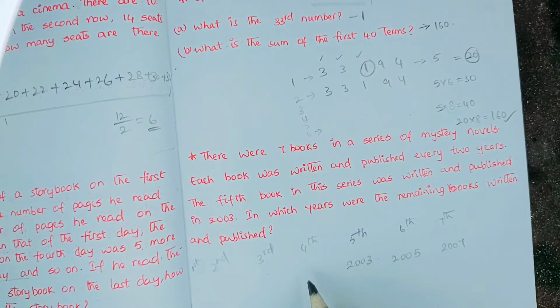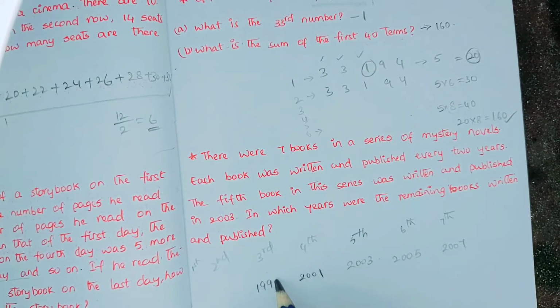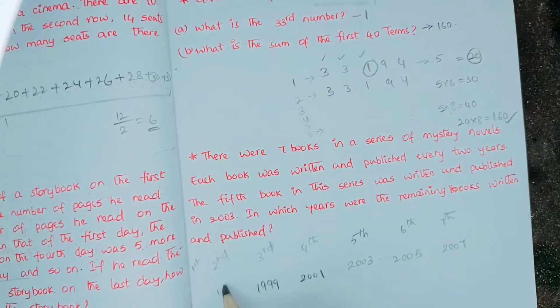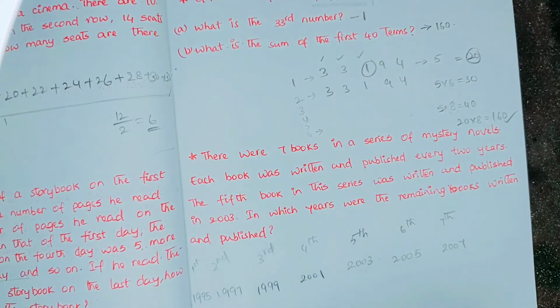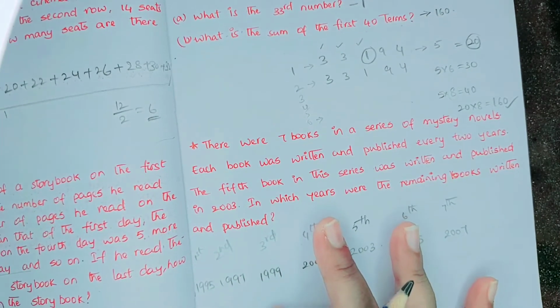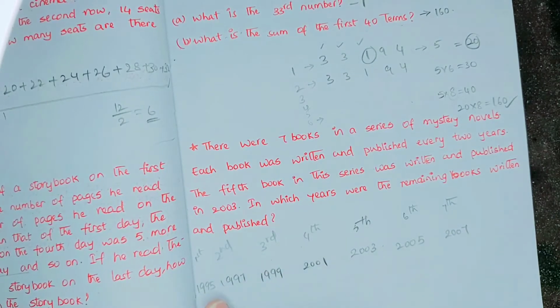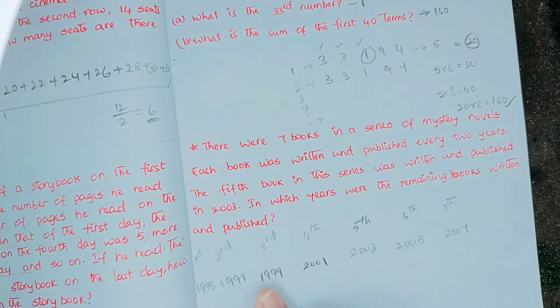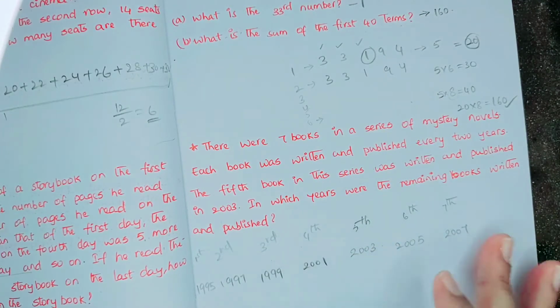So 2003 minus 2, which is 2001, and then the third one is 1999, and then the second one is 1997, and then the first one is 1995. So that's so easy. Once again, how we wrote the values: you just need to write down whatever clue he has given, that is the fifth book, and then to get the before values you need to subtract, and to get the after values you need to add.